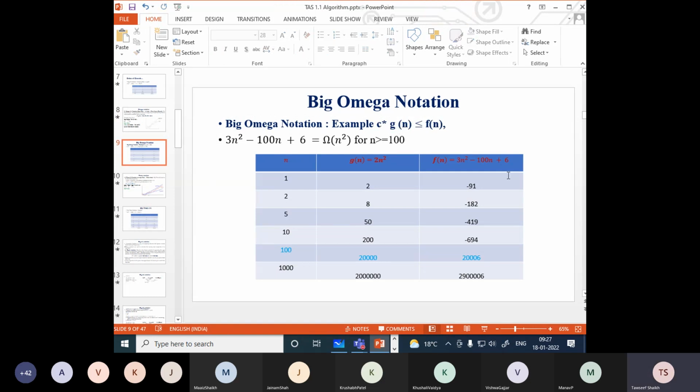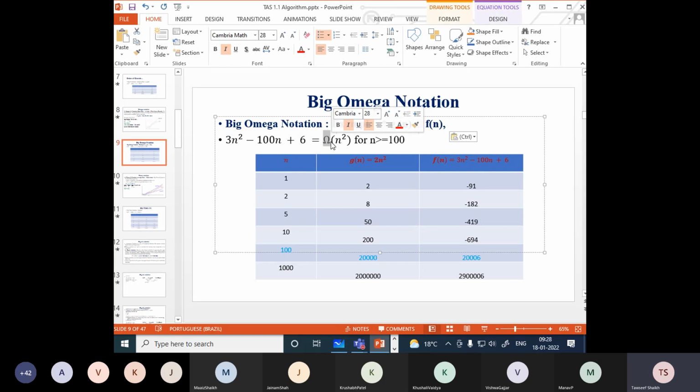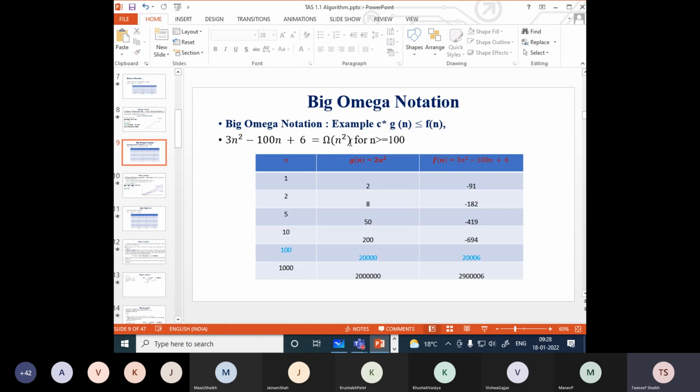Now you see we have the same function f of n is equal to 3n square minus 100n plus 6, and we say that we have to see whether it is omega of n square. Yes, it will be, because both are quadratic, but the point is that we have to find the value of c and n0. Yes, that is what we are interested in.